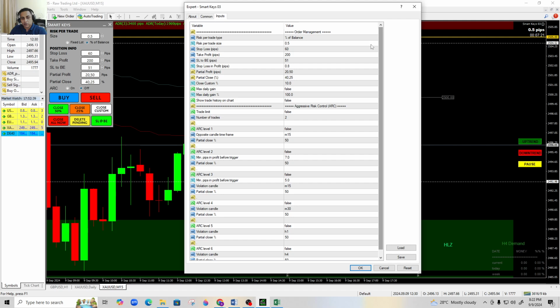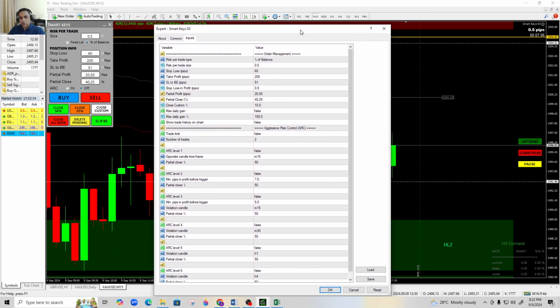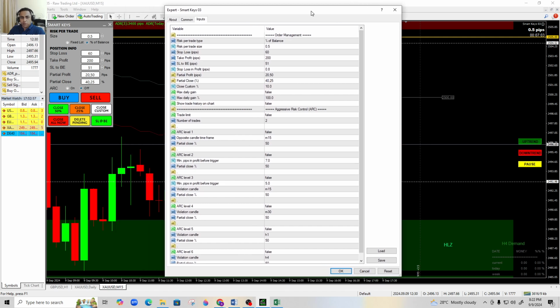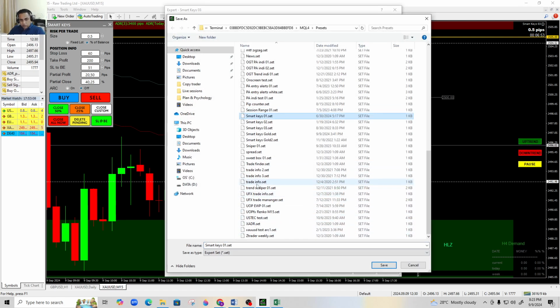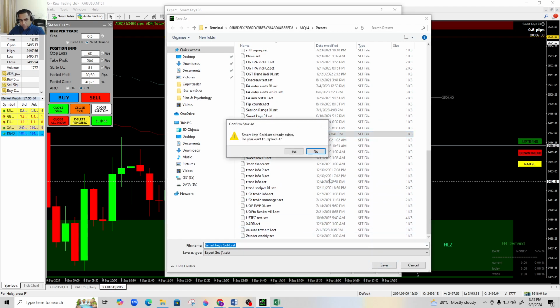It's the one that to me works perfectly for those who want to control their risk, who don't want to give away money to the market, basically. So if I go and just make sure I've saved these settings. Smart keys gold, save. Yeah.